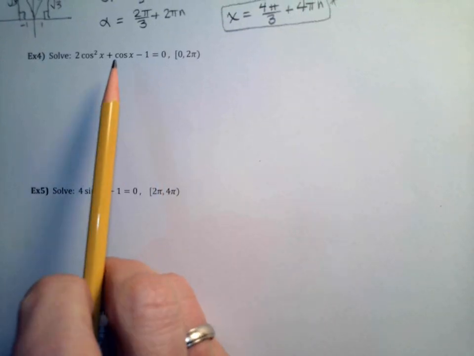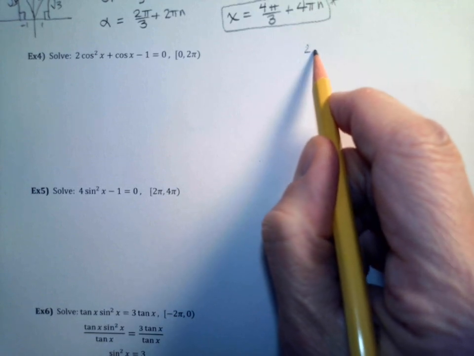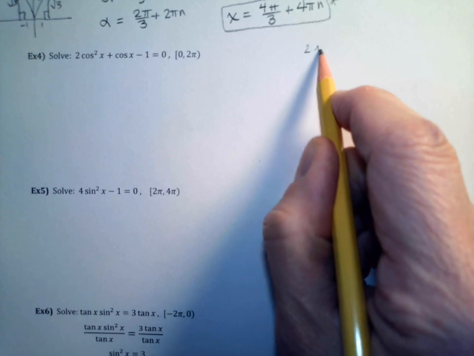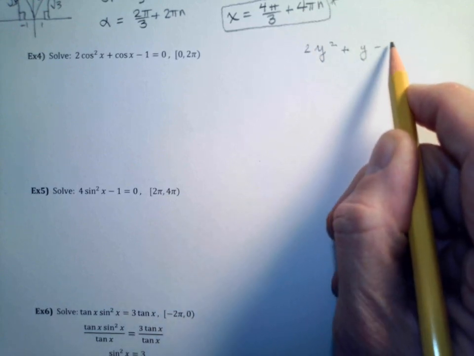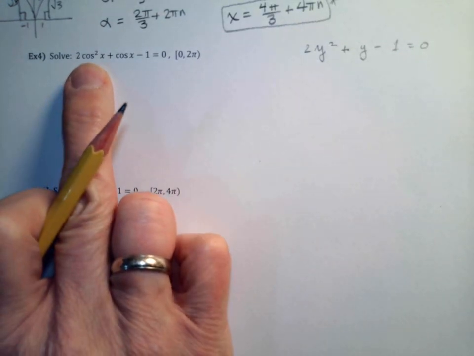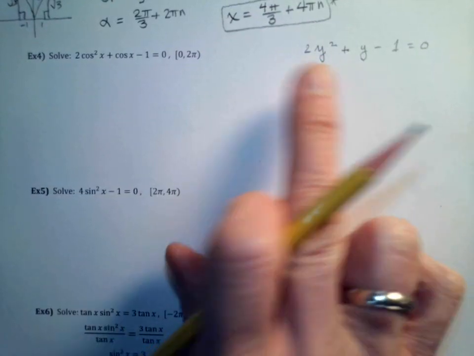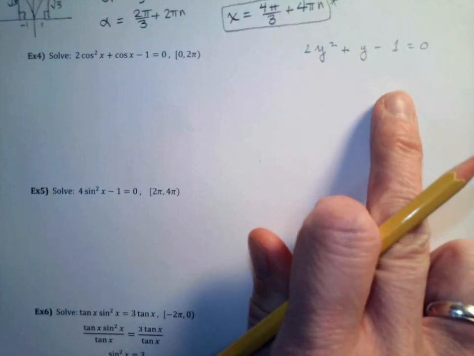So we want to be able to solve this equation. If it helps, think of it as 2y squared plus y minus 1 equals 0, right? Think about instead of cosine squared x, what if it was y squared? And instead of cosine, it was just y. Well, we would be able to factor this. That would be a quadratic.